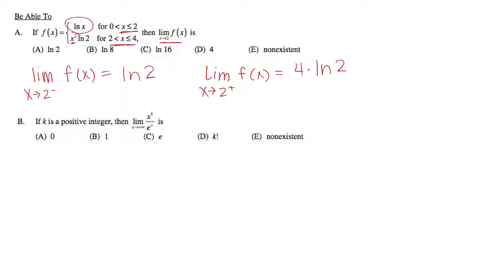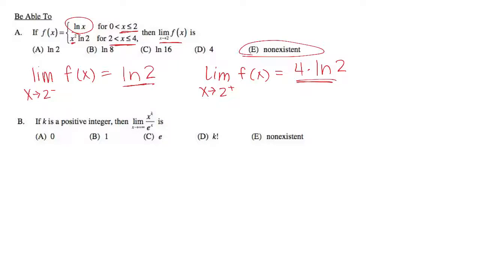Well, we certainly don't have an exact value for natural log, but we know natural log of 2 is not the same as 4 times natural log of 2, hopefully. And so those aren't equal to each other, so that limit is not going to exist.